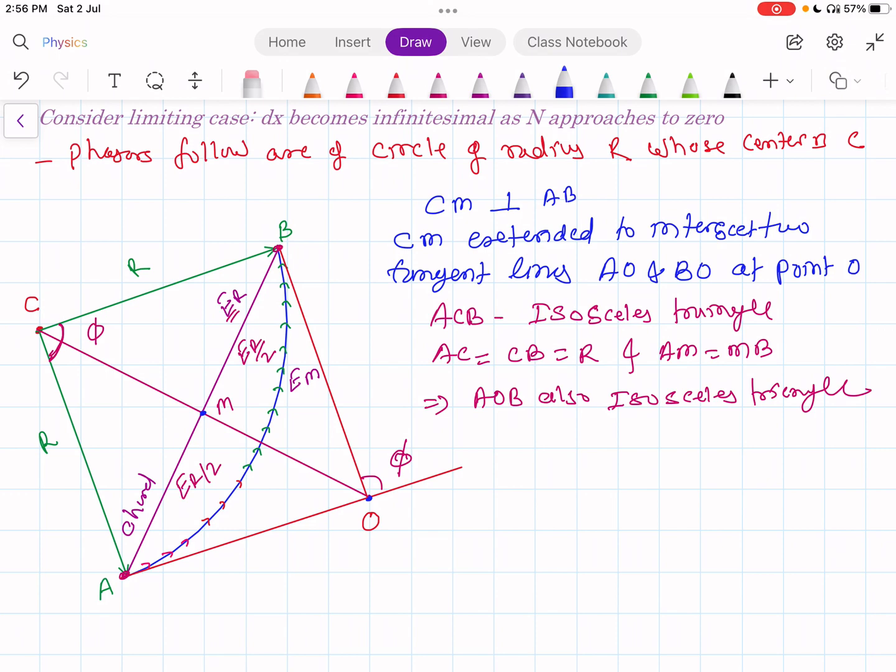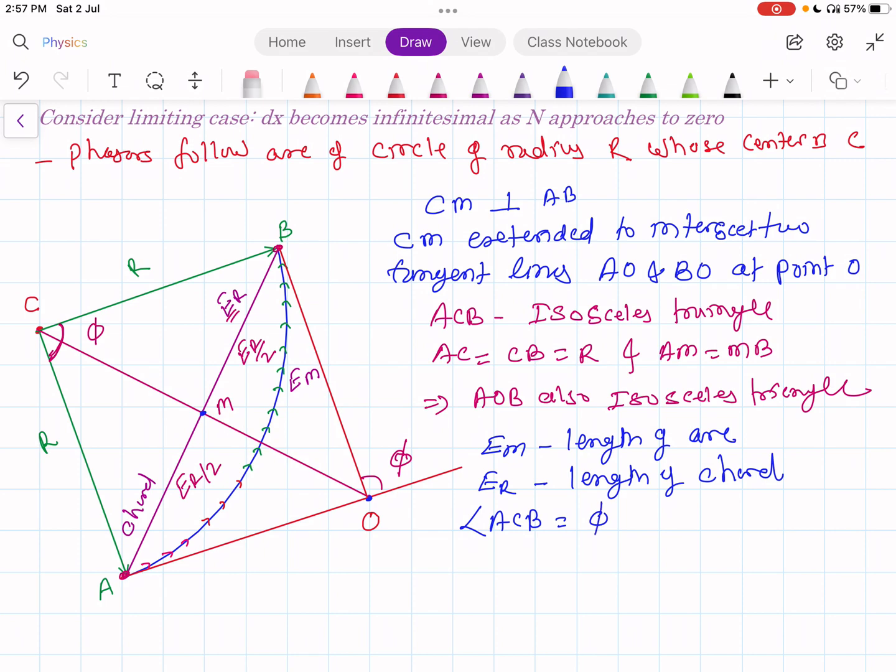As you can see here, what is EM? EM is the length of arc. Then there is ER. ER is the length of chord. As you can see here, the angle ACB is equal to phi, and angle ACM is equal to angle BCM, and that is equal to phi by 2.